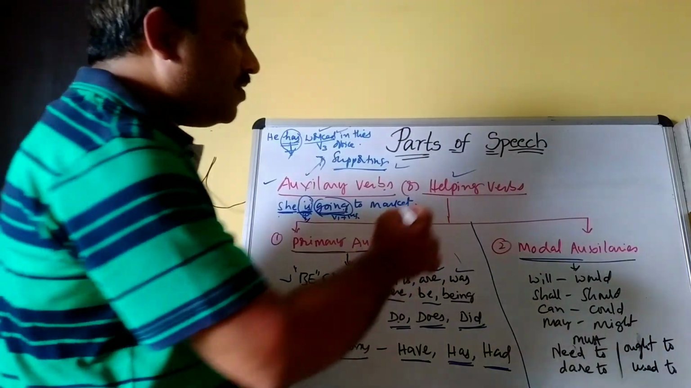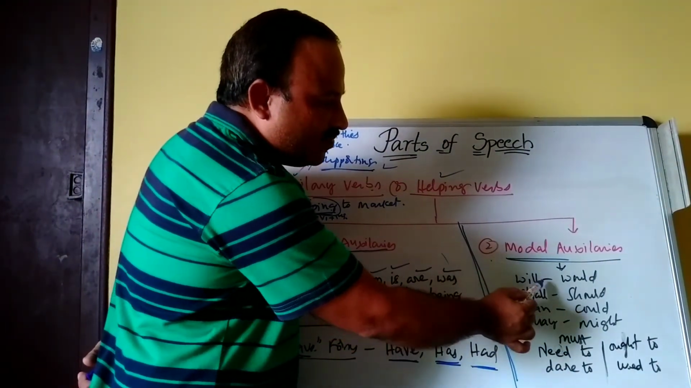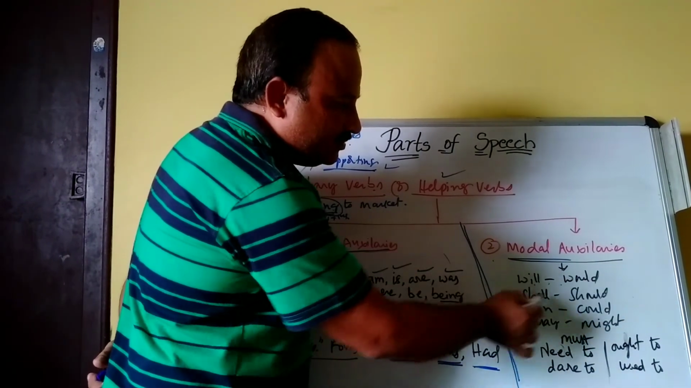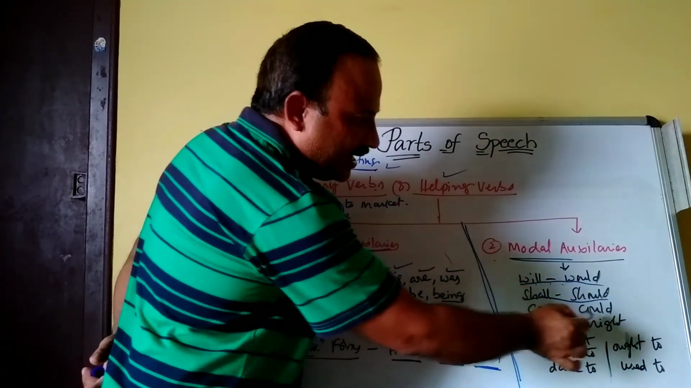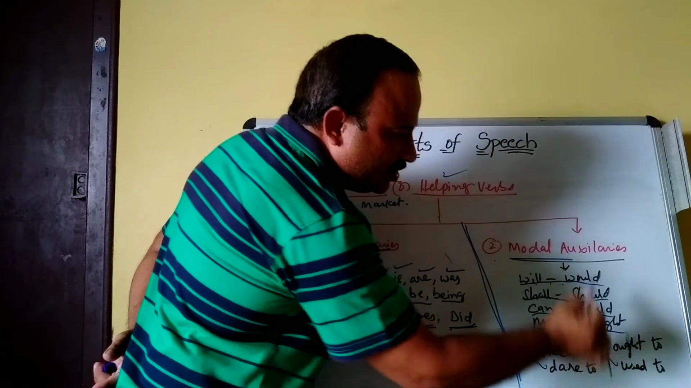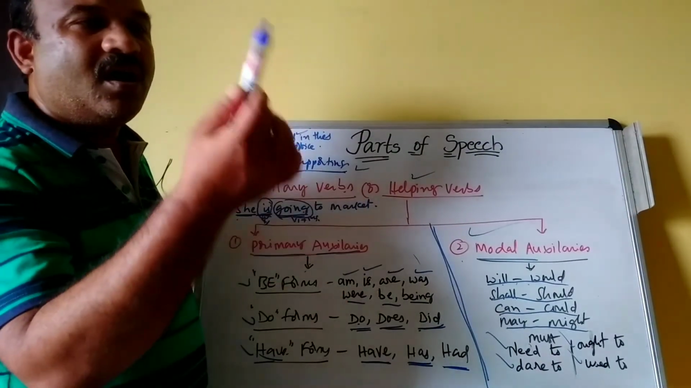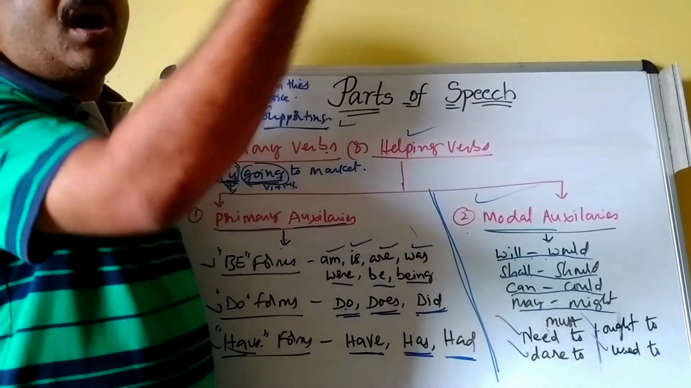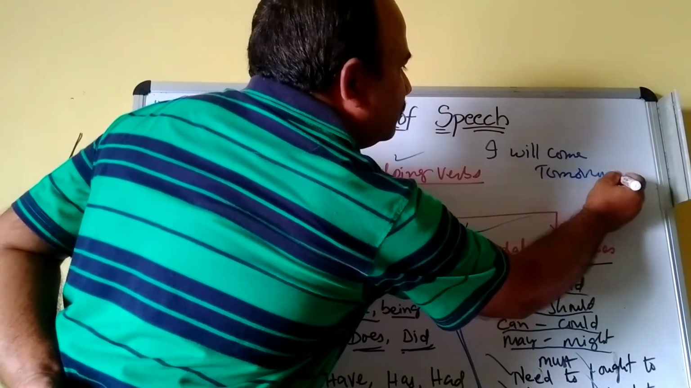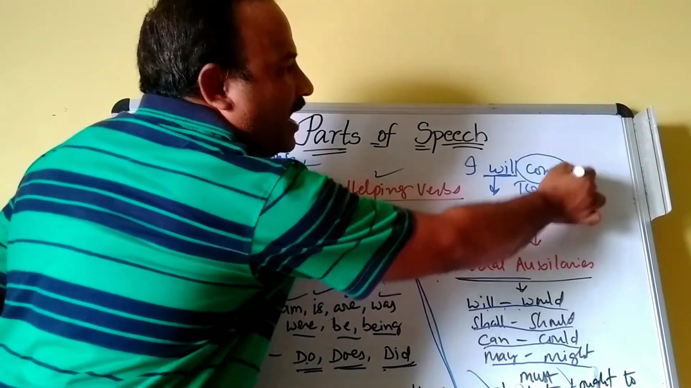And one more: modal auxiliaries. The modal auxiliaries are will; the past tense of will is would. Will, would, shall, should, can, could, may, might, must, need to, dare to, ought to, used to. These are all called modal auxiliaries. For example, I will come tomorrow. Here, will is a modal auxiliary. It is helping the main verb come.